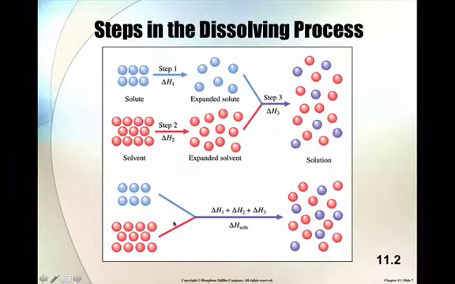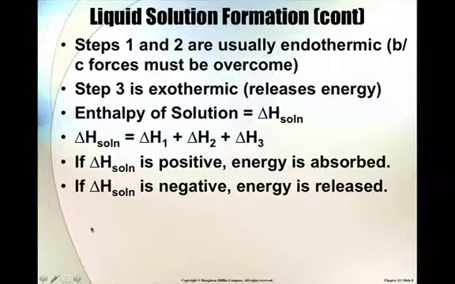And here's a picture of those 3 steps. So here's your separate solute and solvent. You have to expand both of them, and then when they mix together to make the solution, that's the 3rd step. Each of those steps has its own delta H value. So delta H for the first step, delta H for the second step, and then delta H for the 3rd step. If you add up each of those individual delta H's, you get the delta H for the solution. So that's where we can see, is it favored for the solution to be formed?